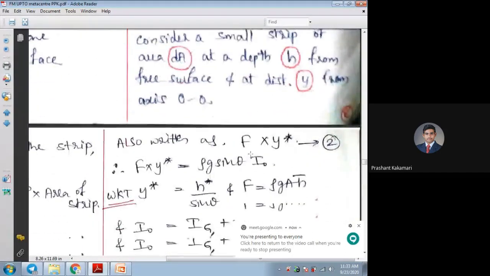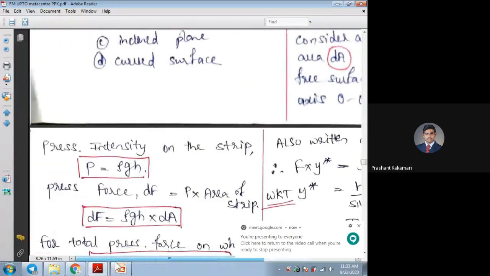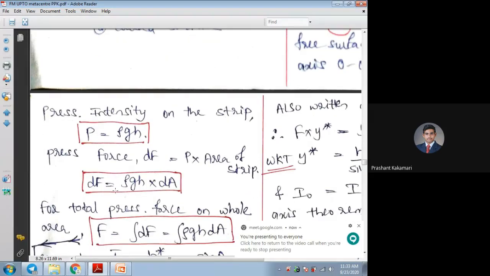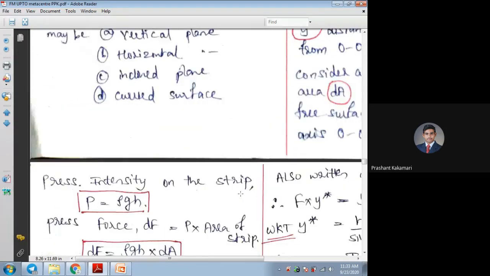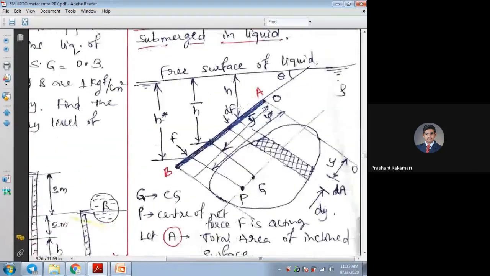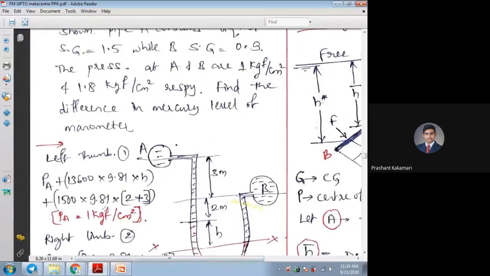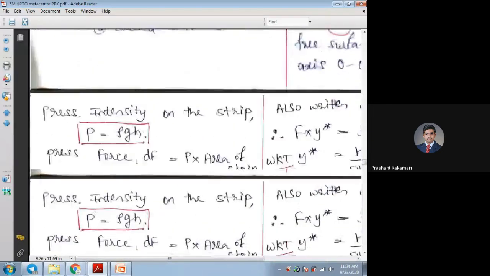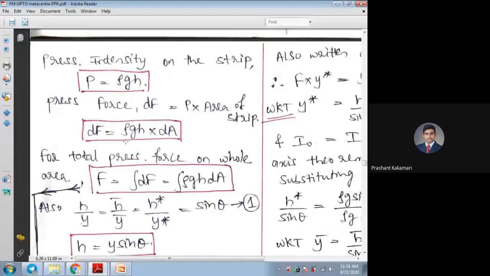Yes, after all these details, now we'll see what details can be written. Now, pressure intensity on the strip. So pressure intensity at a given h value, because we have considered a small area at distance h here. See here, at distance h, small area dA we have considered, and that is acting with some small force dF. So the pressure acting at that point, we can write as rho gh, which is a vertical hydrostatic force.